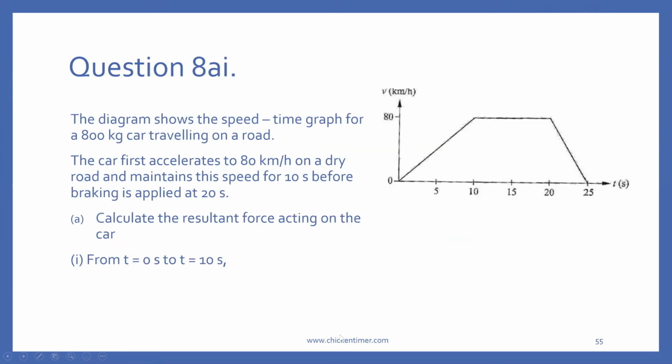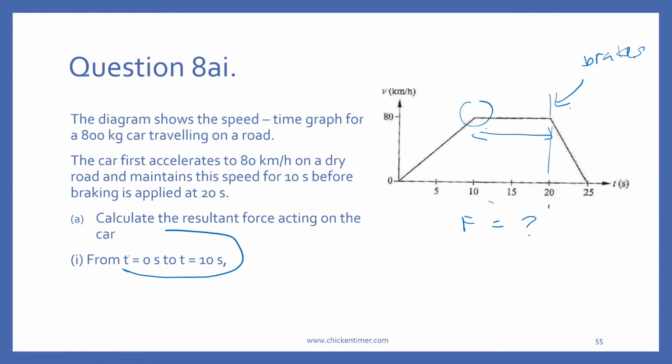So we have a speed time graph for 800 kilogram car. So then the car first accelerates to 80 kilometers per hour on a dry road. And then it maintains this speed for 10 seconds before brakes are applied at 20 seconds. Calculate the resultant force acting on this from 0 to 10 seconds. So they are looking for resultant force here. Then if it's resultant force, you will need the mass and then the acceleration.